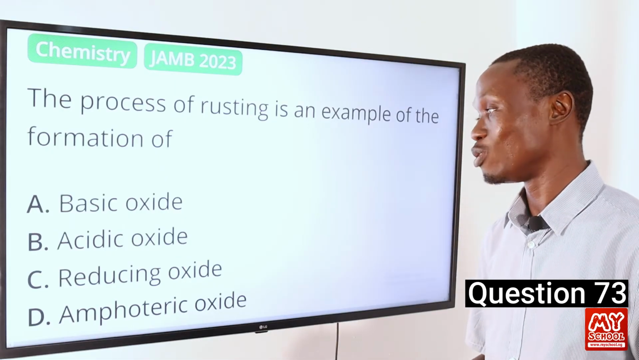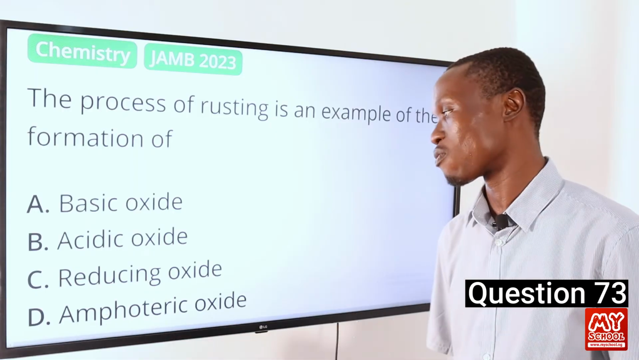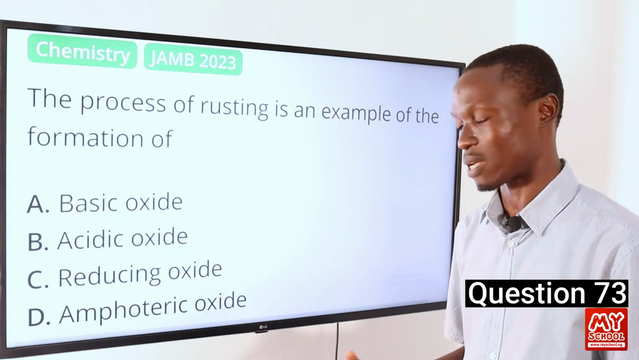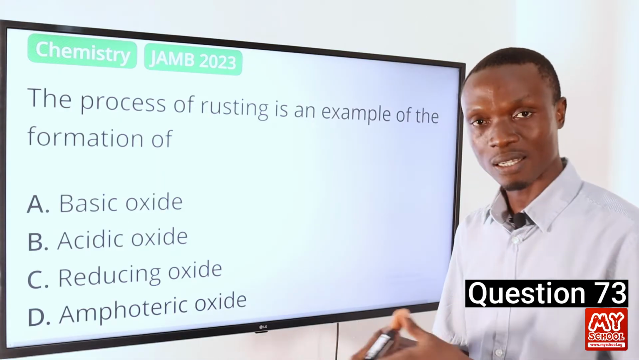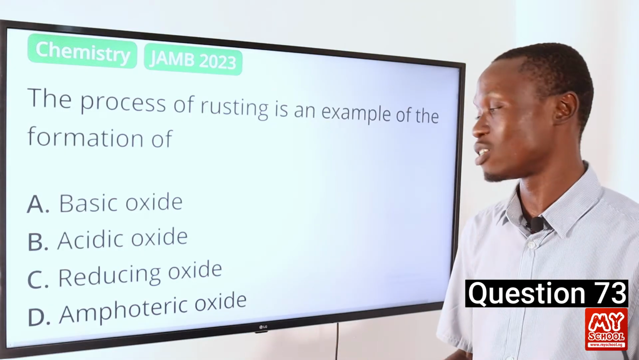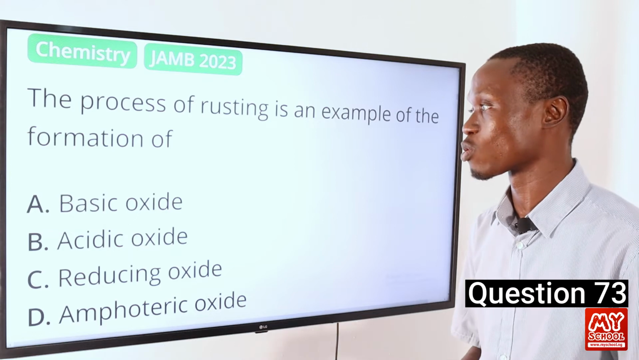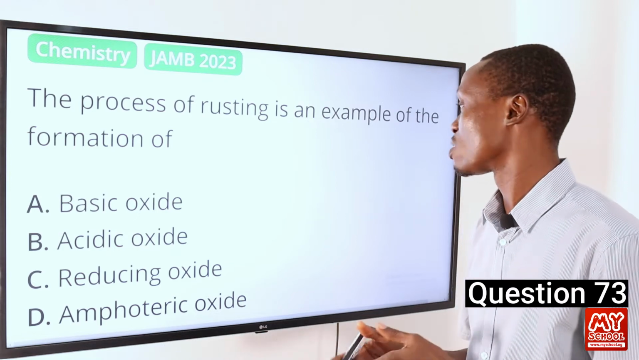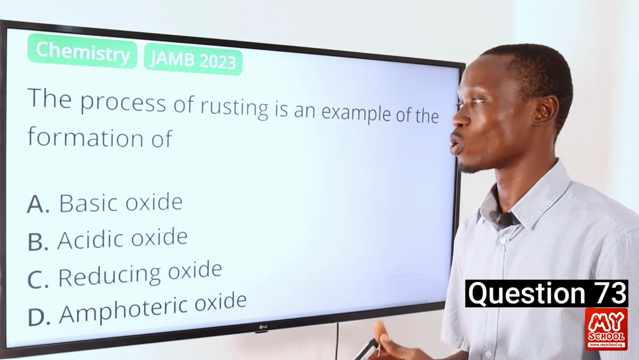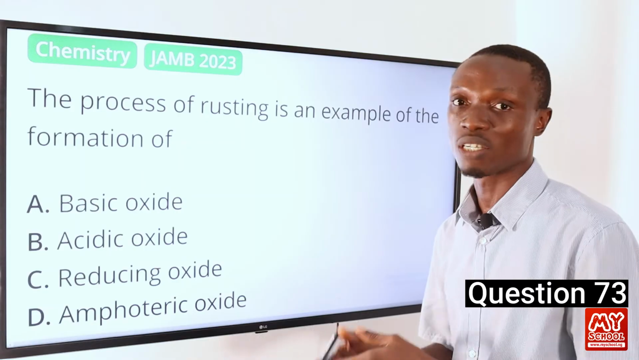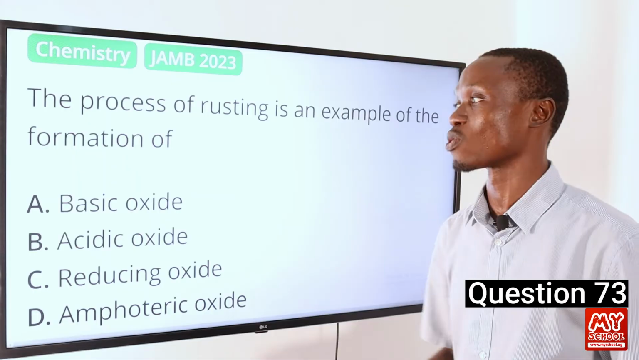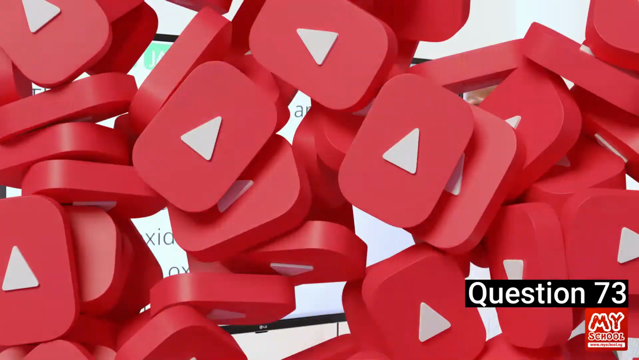While C, we have reducing oxide. D, we have amphoteric oxide. Amphoteric oxides are oxides of metals that behave like acid and at other times behave like a base, when they come in contact with acid or base. So the answer to this question is basic oxide, the reason being that iron, which undergoes rusting, is a metal. So the oxide of iron, which is iron(III) oxide, will form a basic oxide. So the answer to this question is option A, basic oxide.